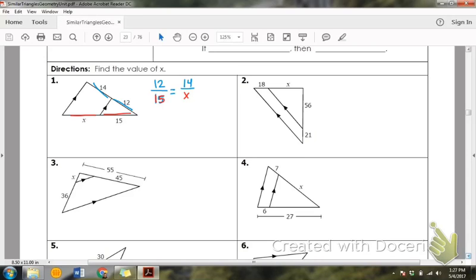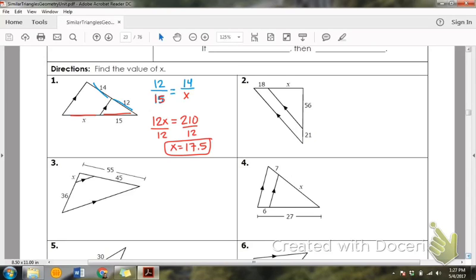Now this is an easy problem that we just cross multiply, right? So I can say 12x equals 14 times 15, which is 210. Divide by 12 and we get x to be what? 17.5. All right? Not much harder than that.